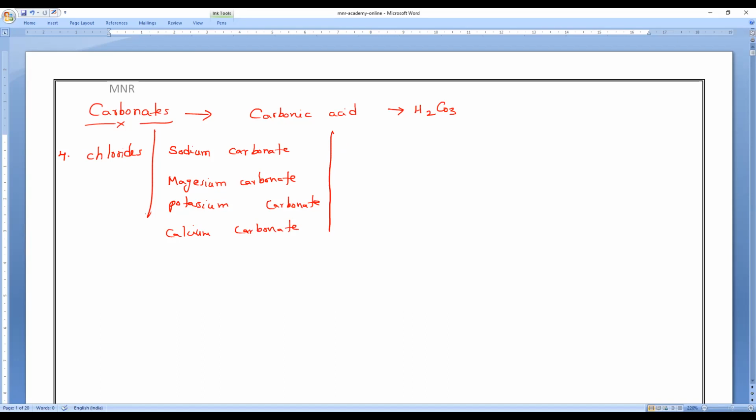Yes. So now next you write the formulas. Formula is the third column, am I correct, everybody? Sodium carbonate formula: Na2CO3. Magnesium carbonate formula: MgCO3. Potassium carbonate formula: K2CO3. Calcium carbonate formula: CaCO3. Okay, that's all.